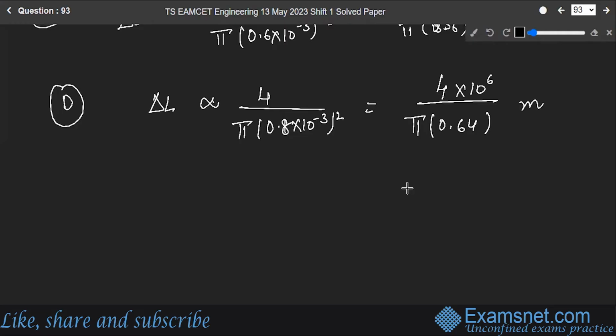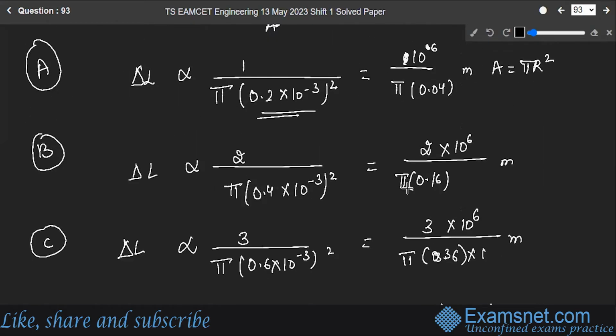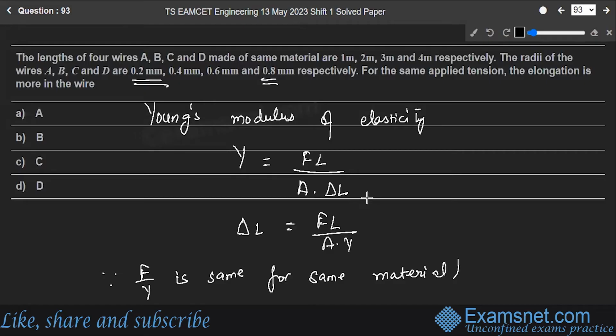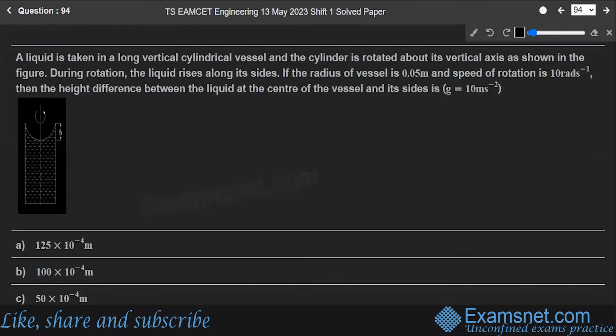So that means from all of these values, it is very much clear. You will solve them. And this is very much clear that A is having the maximum elongation. This is the maximum one. So that means you have option A as the correct answer. Hope you understood that. Let's move to the next question.